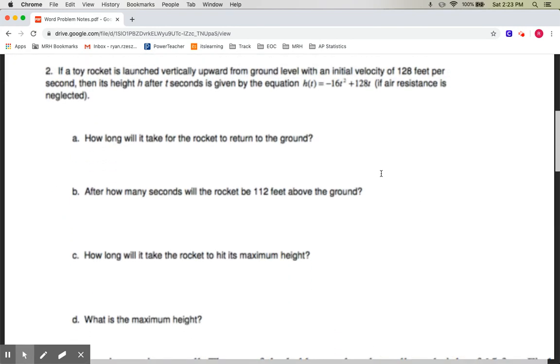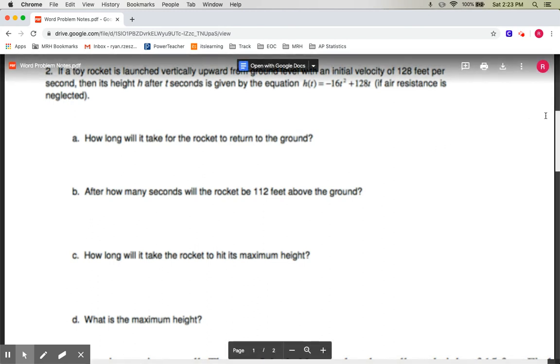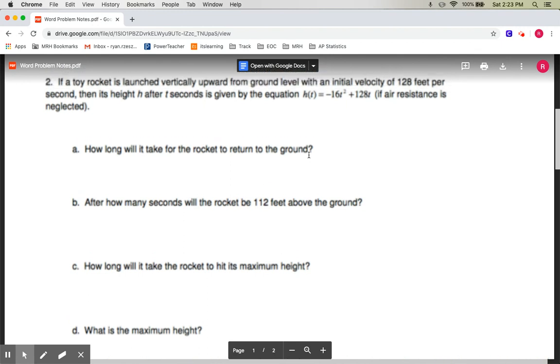This problem right here. There are 4 parts to it here, and they give us an equation for our rockets. And you can see that the initial velocity is 128. The problem is in feet, and it starts out on the ground. That's why there's no number over here for C in the equation. But this is the basic equation that we're going to be working with for this problem.